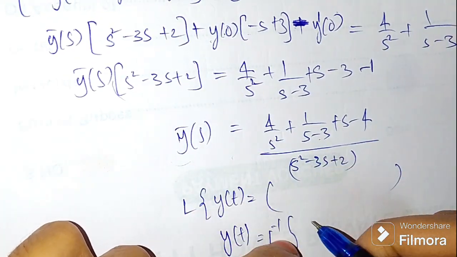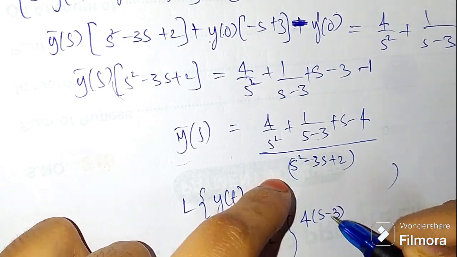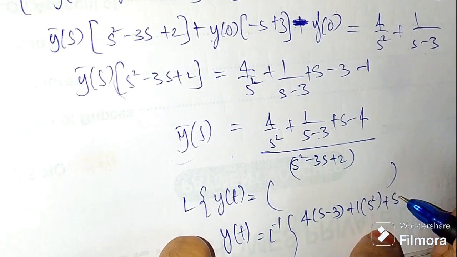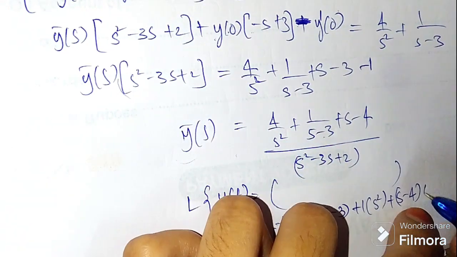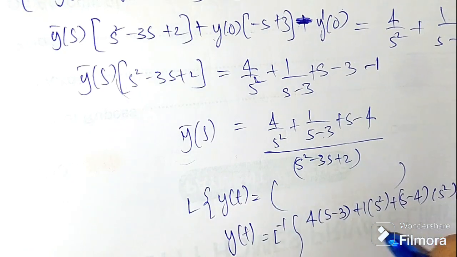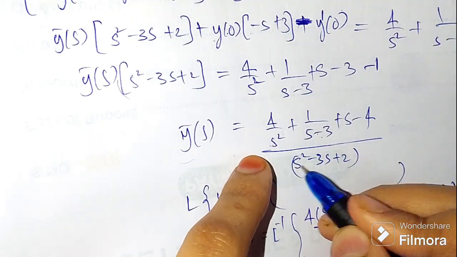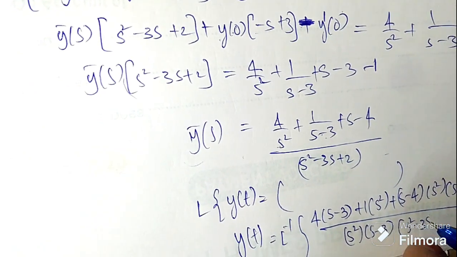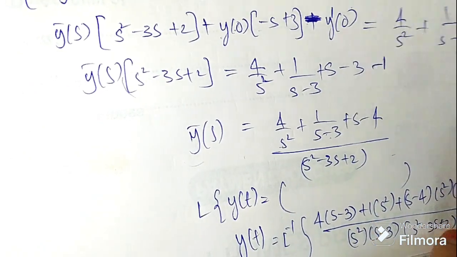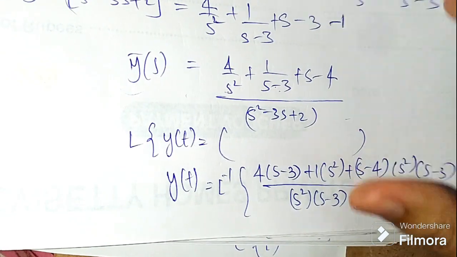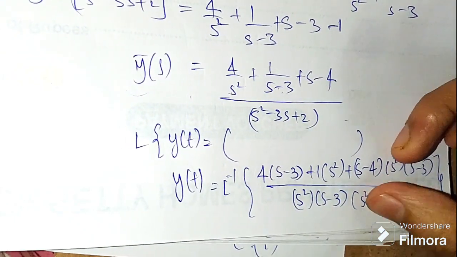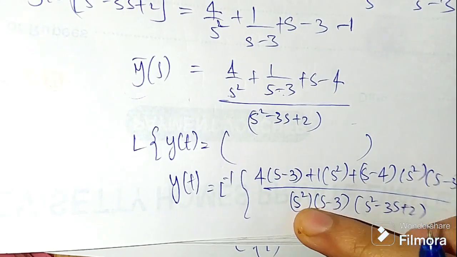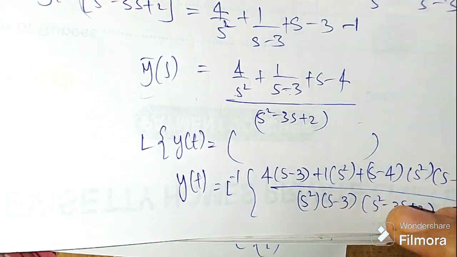4 into s minus 3, plus 1 into s square, plus s minus 4 into s square, into, so I am taking all common LCM. This s square into s minus 3 I am sending directly to the denominator. So this is how our partial fraction now looks like. Now we have to find this solution using partial fractions. So how do we consider? A by s, B by s square, C by s minus 3.